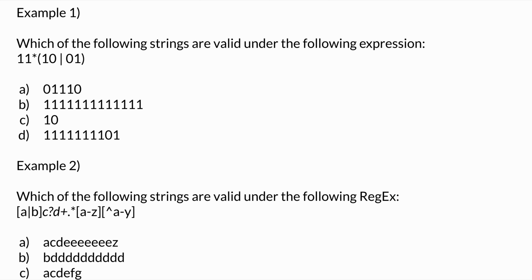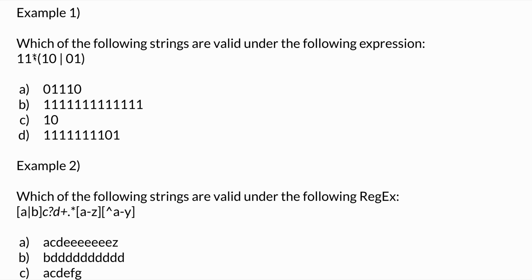So here are two examples using the knowledge that we just learned. Which of the following strings are valid? Here we have a 1, so we must start with a 1, right? Because we have a 1, we don't have an asterisk or anything after this 1. Our expression has to start with 1. So we can already cross off A.